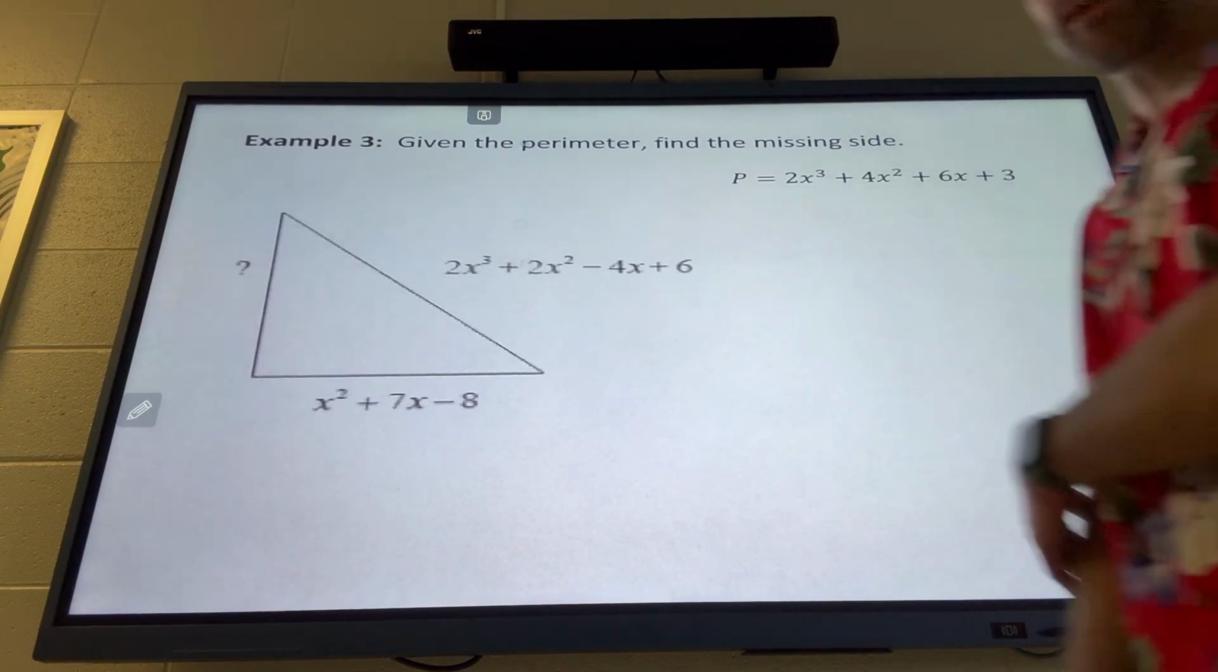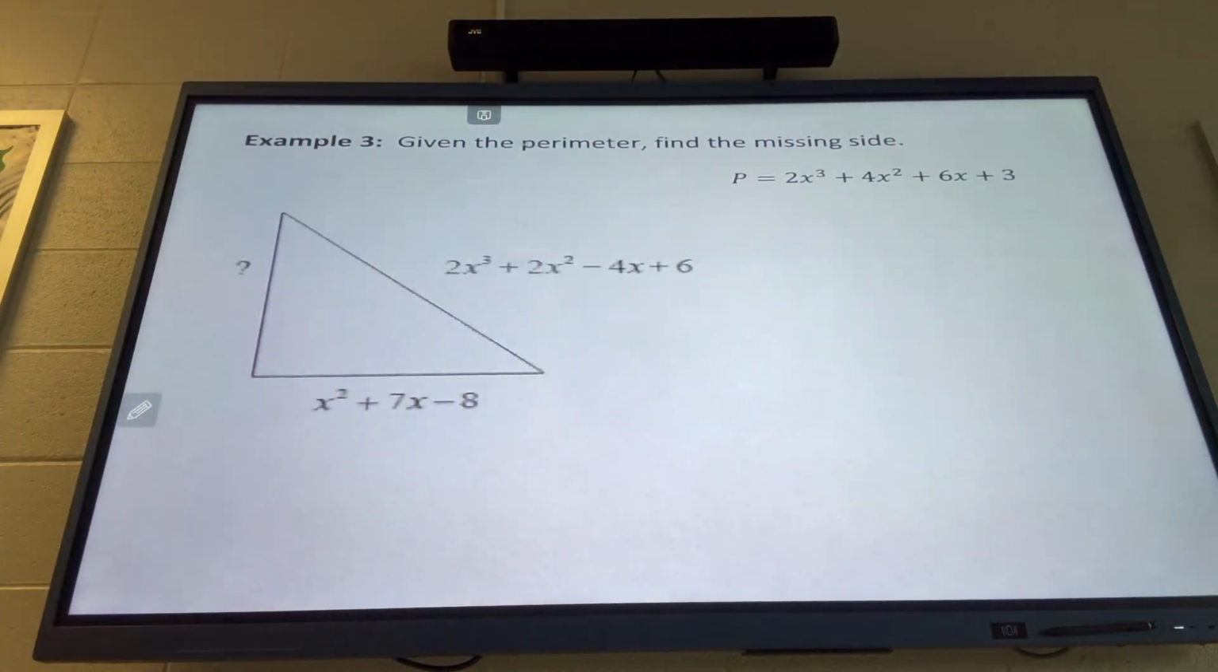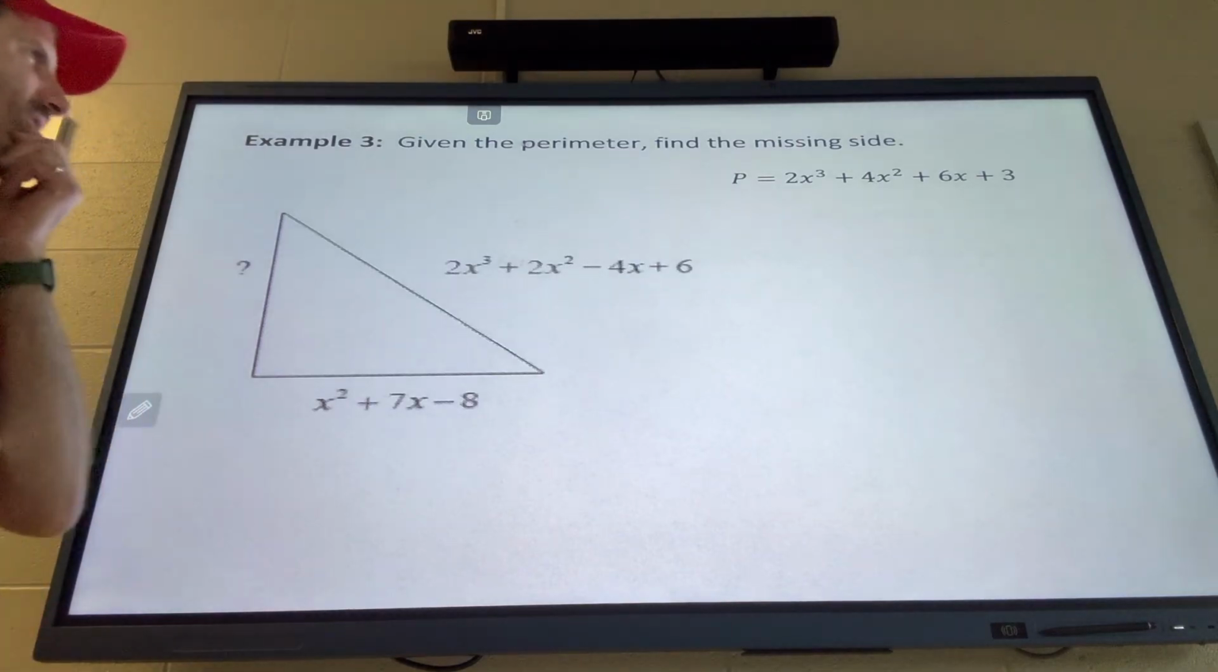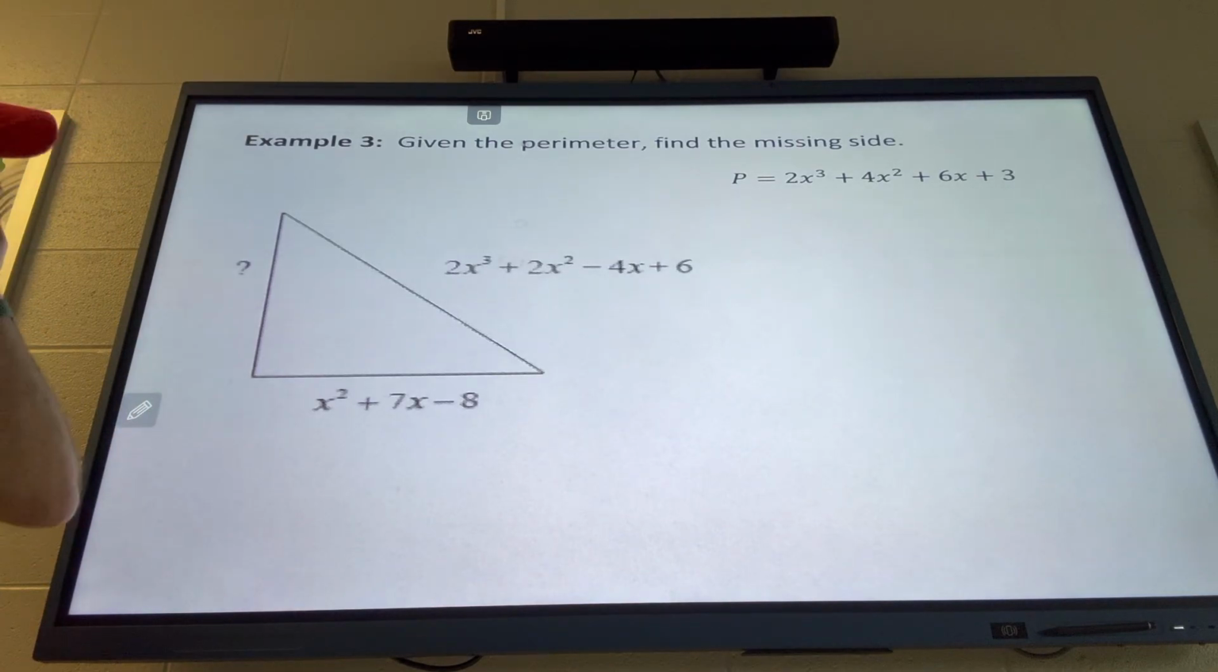Okay, so on the back, we've got a perimeter given to us. So this is interesting. We've got a perimeter given to us, but they want us to find the missing side. Okay, so class, I usually like to write equations, but we haven't solved polynomial equations yet. So I'm not going to go that route. I'm just going to have to think through this.